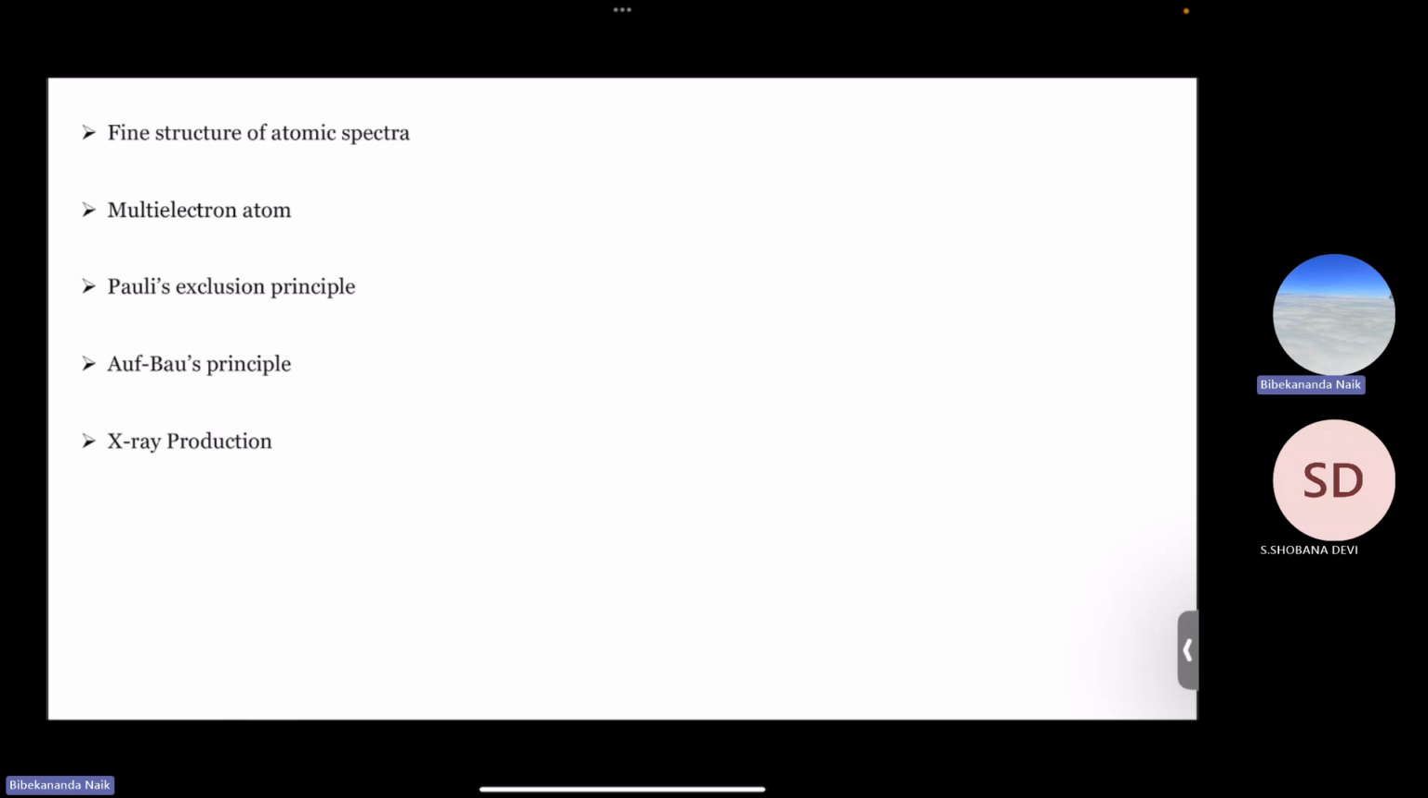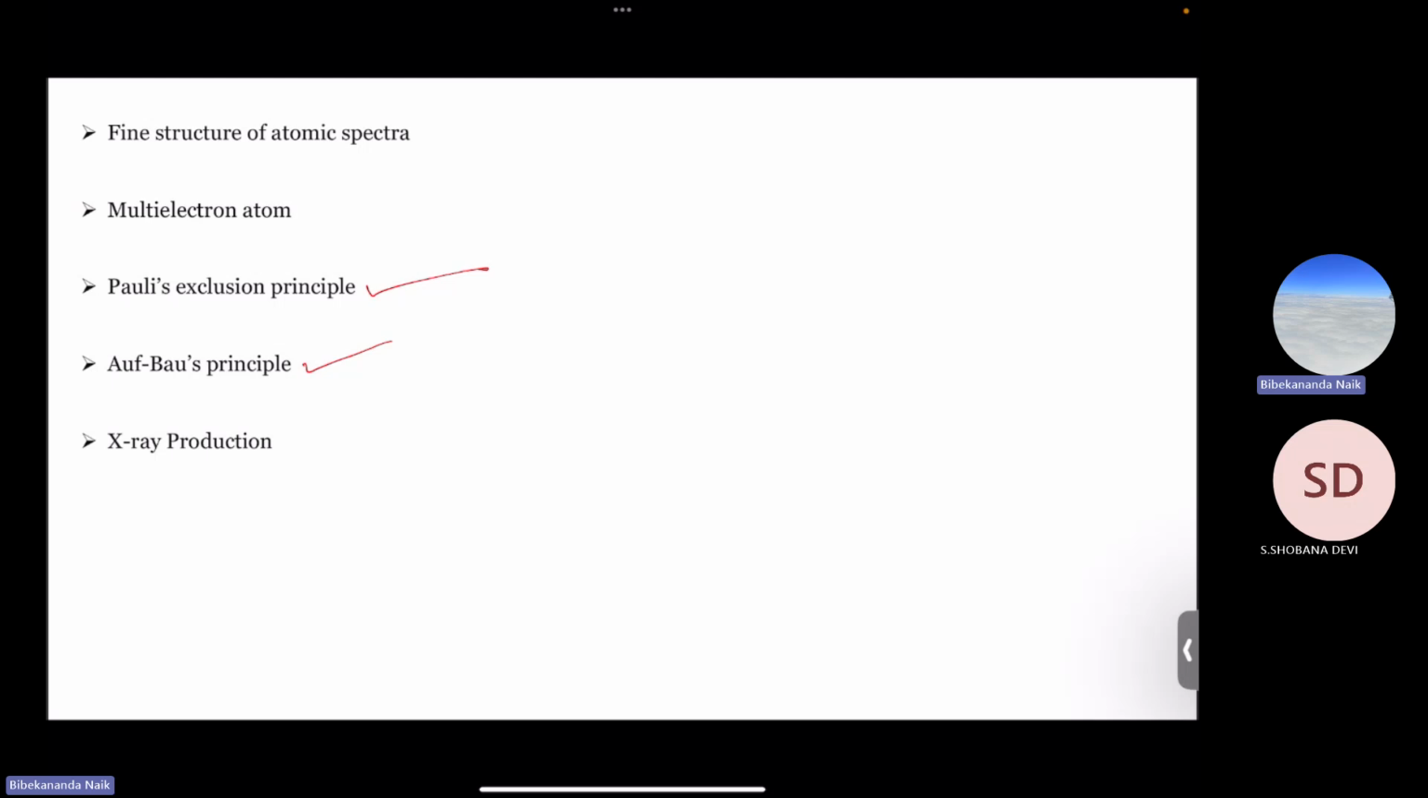When multi-electron atoms came into the picture, we needed to arrange those electrons into different energy levels. In order to arrange those electrons, we should follow Pauli's exclusion principle and Hund's principle. Pauli's exclusion principle states that no two electrons in an atom can have all four quantum numbers equal. For example, the quantum numbers associated with an electron are n, l, ml, and ms, that is spin.